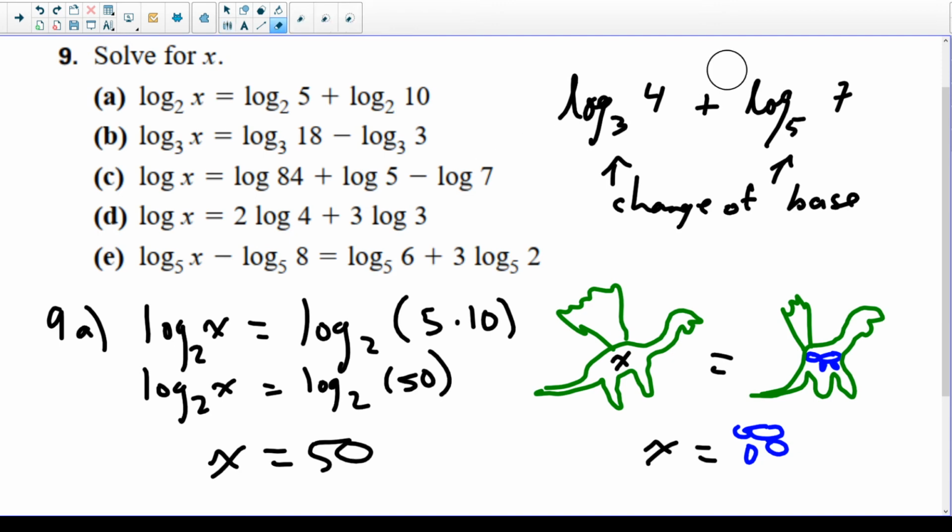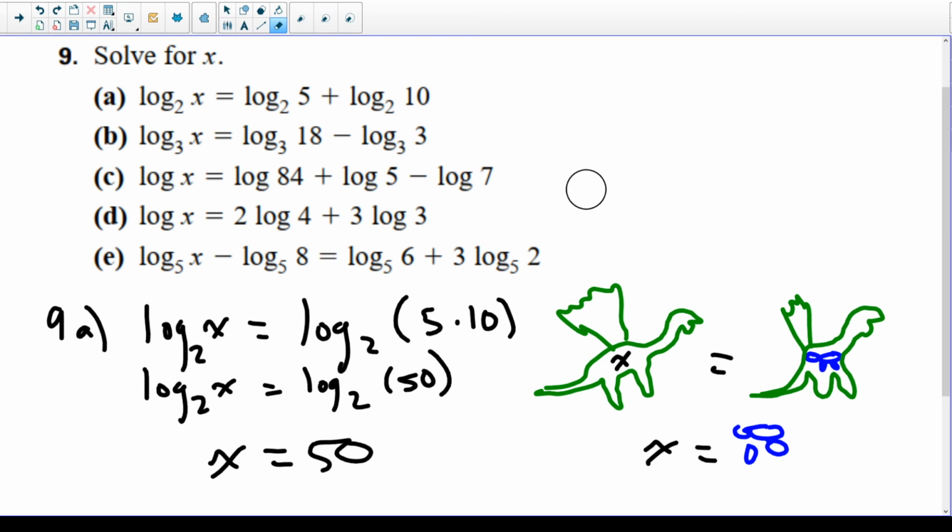So I'm going to erase that from the note because that's a much more advanced question. And I have one more.